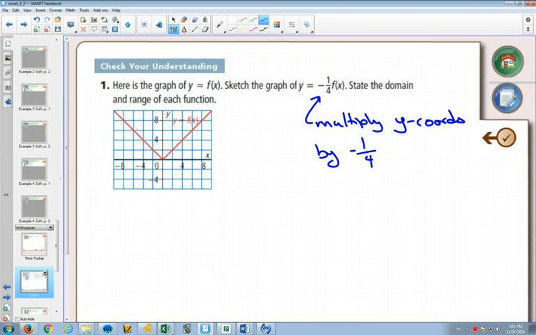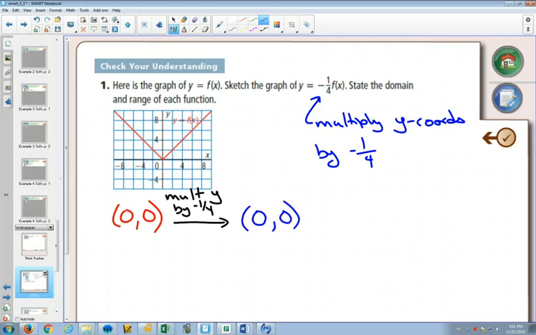So if I take a couple of points on here, first of all, if I take 0, 0 on my red graph, what happens if I multiply y by a negative 1/4? Where will that point go? If I multiply it by 0, it's going to stay the same. That makes sense? So we're going to have this point also on our new graph.